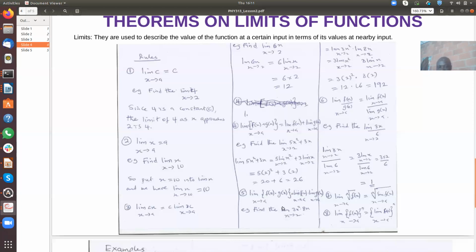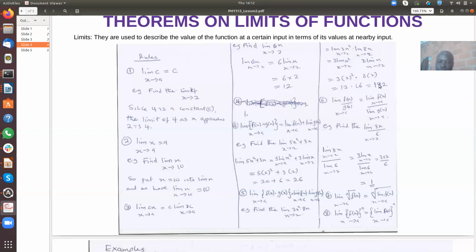Look at this, and this is a very good example. Find the limit of 3x squared times 8x. As x tends to 2, you can now have the limit of 3x squared as x tends to 2 times the limit of 8x as x tends to 2. Performing the operation separately, you have 12 times 16, which gives you 192. So the limit of 3x squared times 8x as x tends to 2 is 192. Any question?